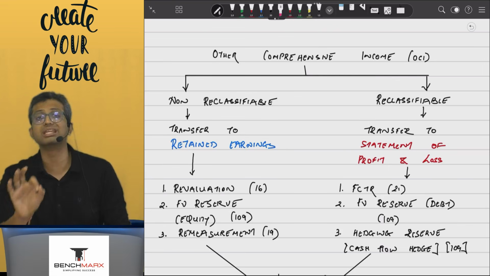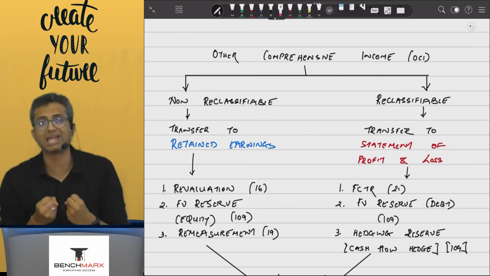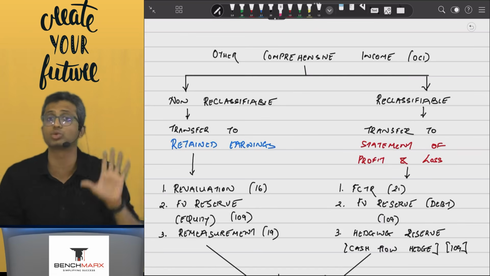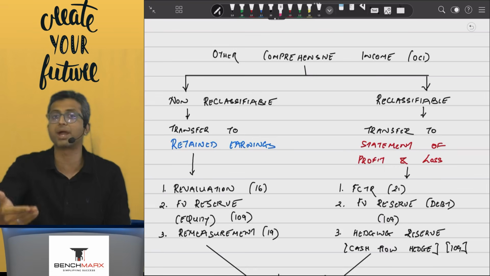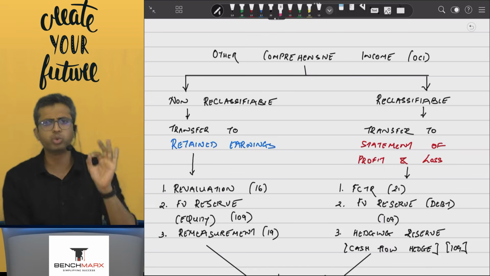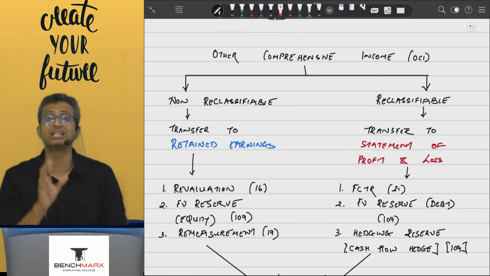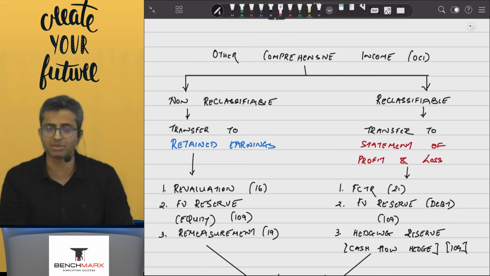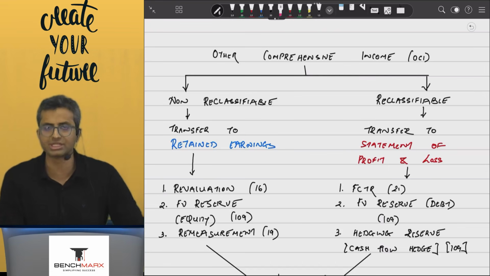On the other hand, a reclassifiable OCI means, again on happening of certain events, the balance in that reserve will be transferred to the statement of P&L, maybe as something like other income or other expense, and thereby impact the PAT directly. Now, which are the items to be taken where and what is the reasoning? Well, first of all, these are items which are specifically mandated by the Ind AS and you don't have any discretion over here, so you'll have to follow what is given in the standard.